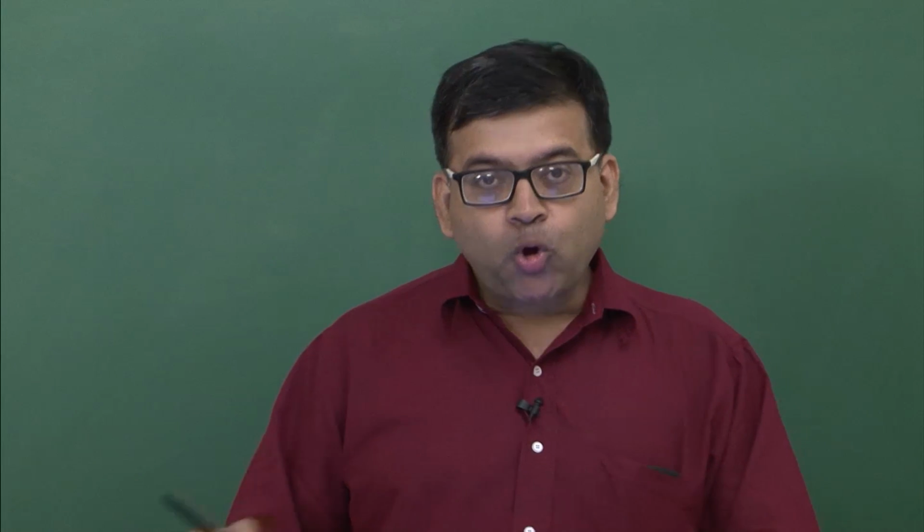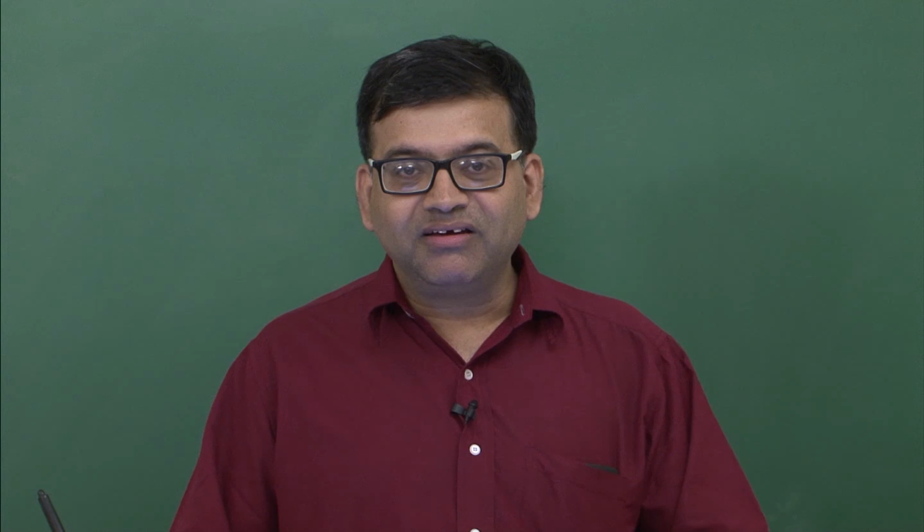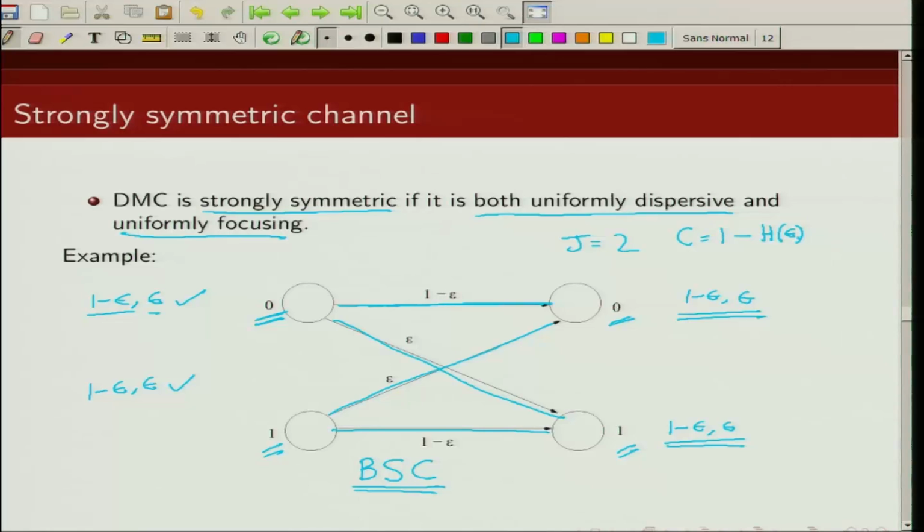Then can you tell me the expression for capacity of this binary symmetric channel? Here j is 2, so log of 2 is 1, so the capacity is 1 minus the summation, and these probabilities are 1 minus epsilon and epsilon, so this can be written as the binary entropy function of epsilon. So this is the expression for capacity for a binary symmetric channel.